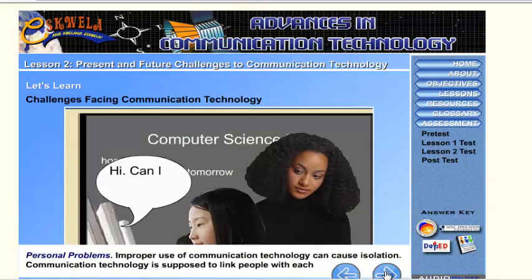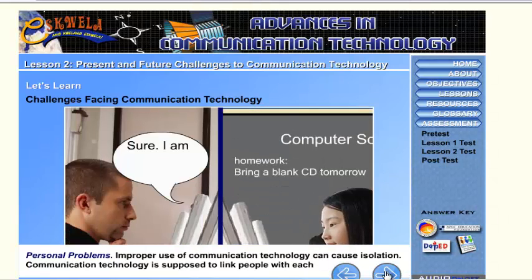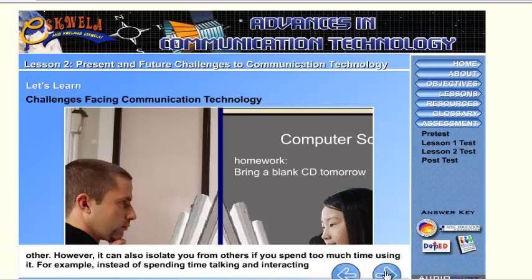Personal problems. Improper use of communication technology can cause isolation. Communication technology is supposed to link people with each other. However, it can also isolate you from others if you spend too much time using it. For example, instead of spending time talking and interacting with your family, you might be talking to your friends over the phone for hours on end.